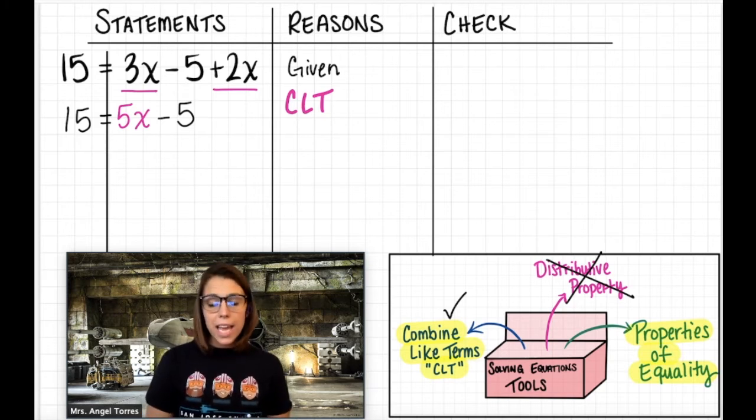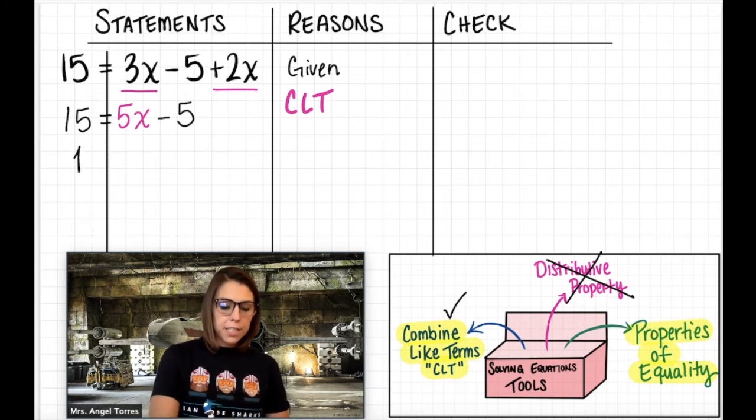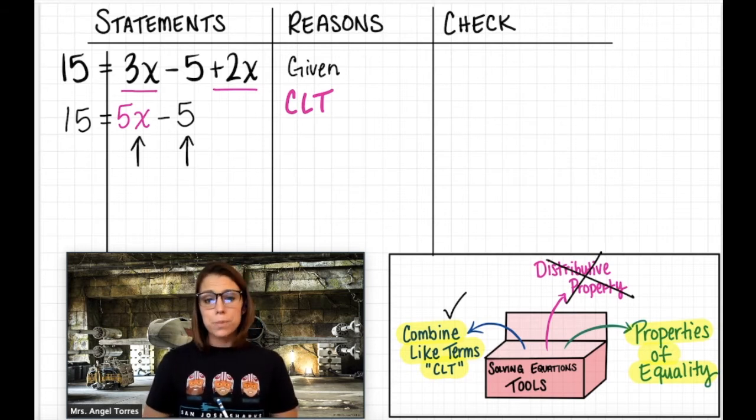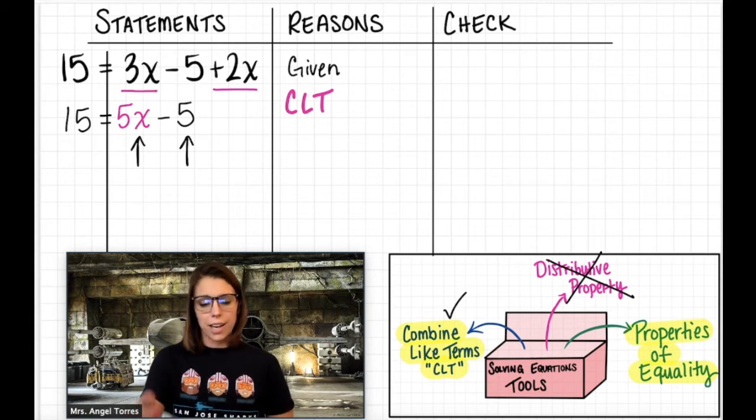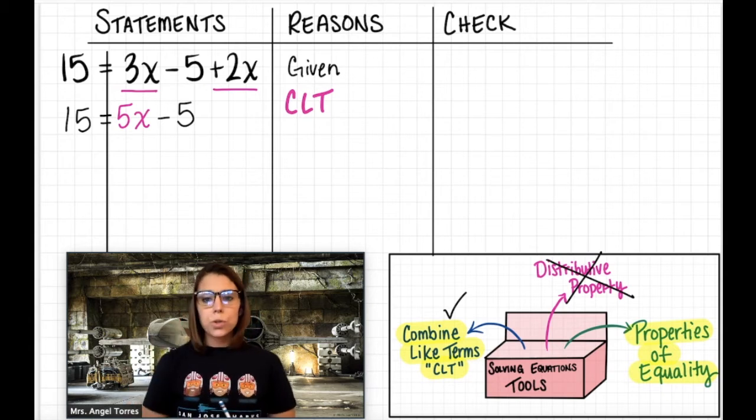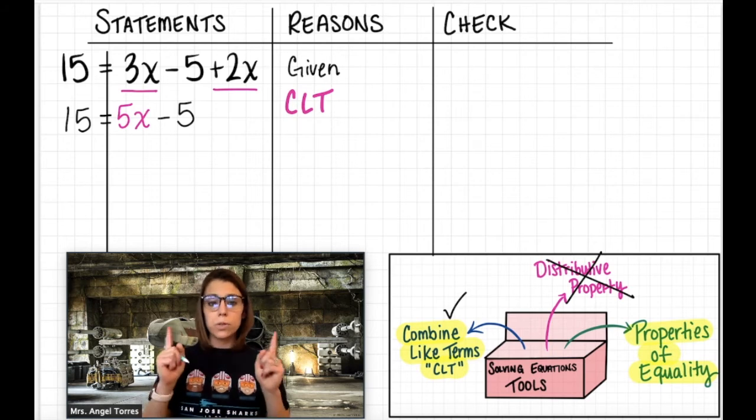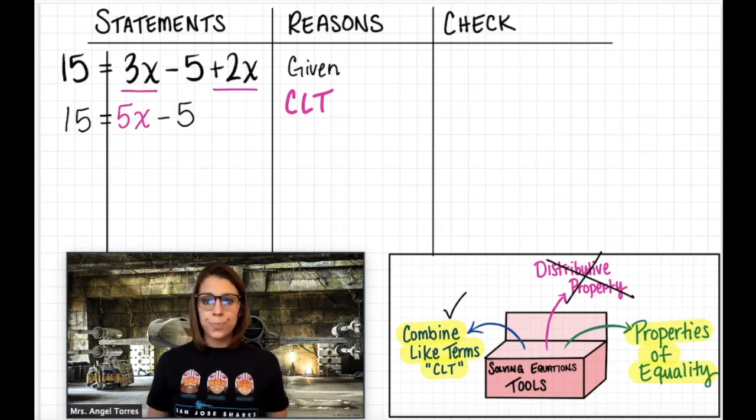Are there any other like terms here? Well, 15 is alone on the left side of the equation, and on the right side, I have a 5x and a 5, which are not like terms because one is a variable and the other is a constant. So I am done with that tool. Now I just have to use the properties of equality. Go ahead and use the properties of equality to continue solving this equation now.